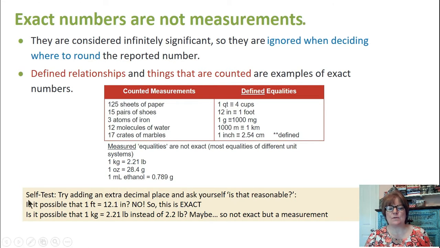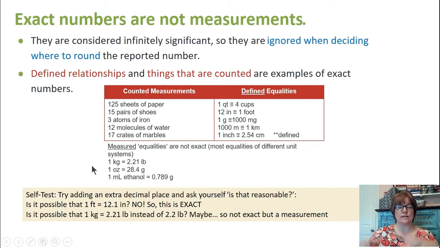So one of the tests would be, try to add an extra decimal place of a 1 and see, does this make any sense? So when I say 12 inches equals 1 foot, the question is, could it be 12.1 inches equals 1 foot? No, that doesn't make any sense, right? It's exactly 12 inches. So that means the 12 is considered an exact number, so is the 1 in the 1 foot. When I talk about 1 kilogram equals 2.21 pounds, or 2.2 pounds is often how it's said, the 1 is considered to be exact.